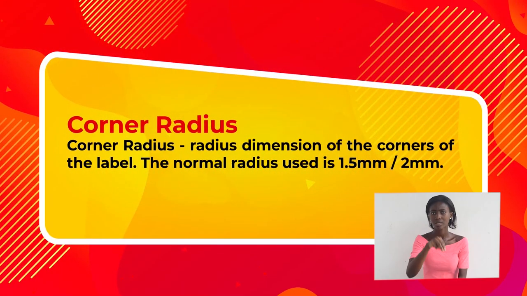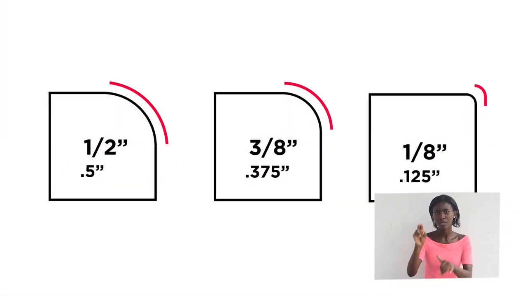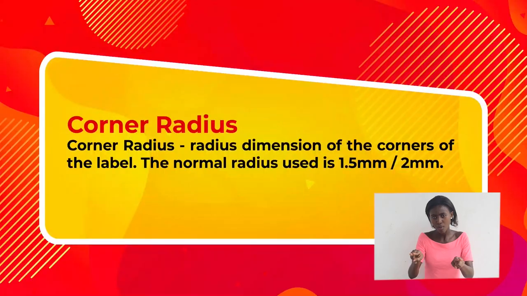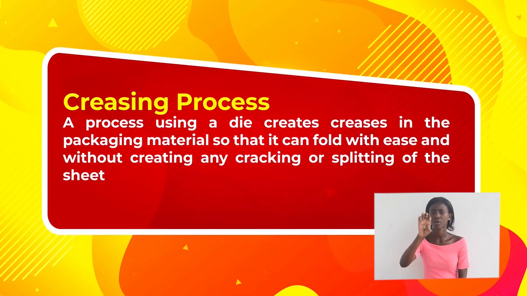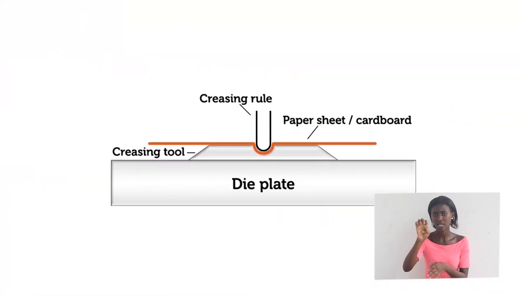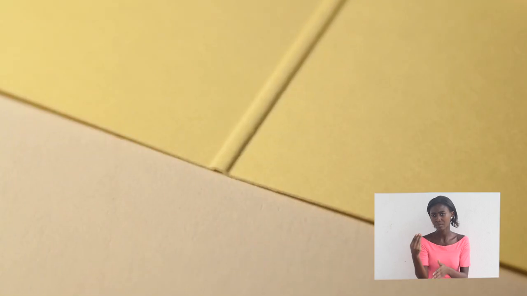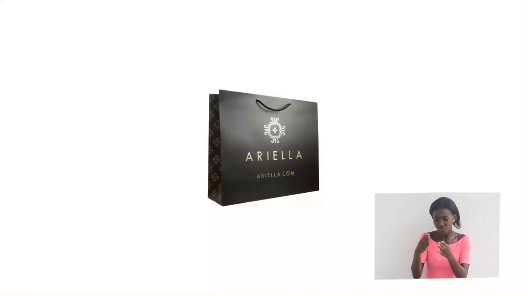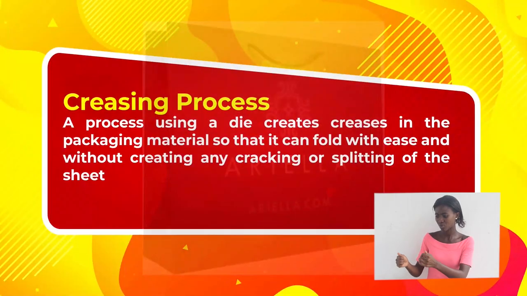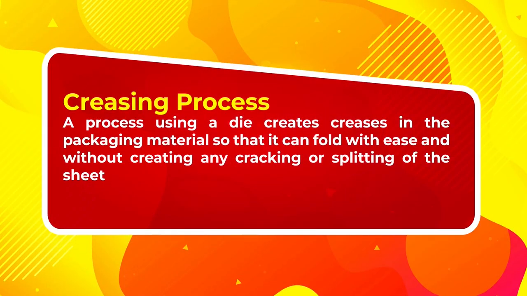Corner radius. This refers to the radius dimension of the corners of the label. The normal radius used is 1.5 mm or 2 mm. Creasing process. A process using a die creates creases in the packaging material so that it can fold with ease and without creating any cracking or splitting of the sheet.